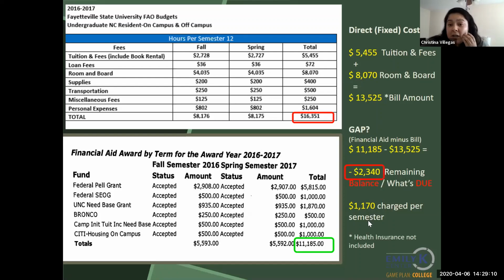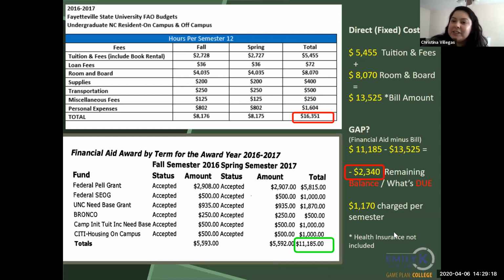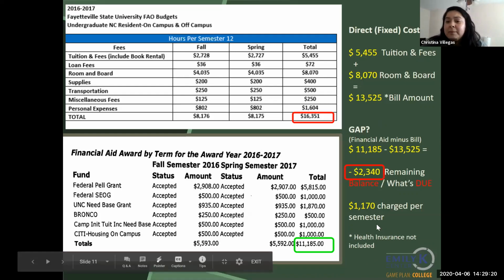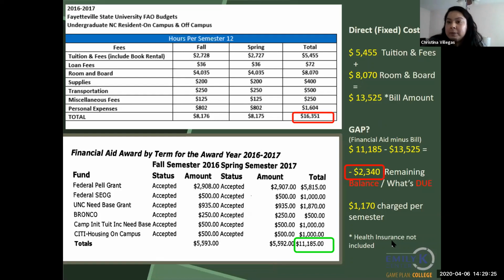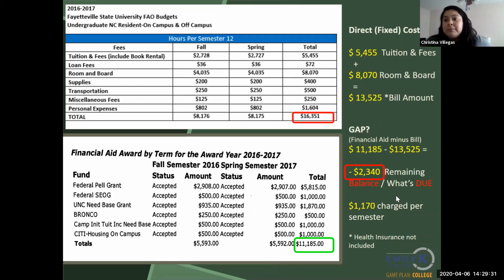And a big note here is that health insurance is not included here. So Miss Rachel said it was $800 per semester. That was back when we were in school. Now it's up to about, well, actually I have the numbers later on. It's about $1,300 per semester. So it has gone up. So this is not including health insurance. So that's where the student might consider taking out loans to cover those gaps.